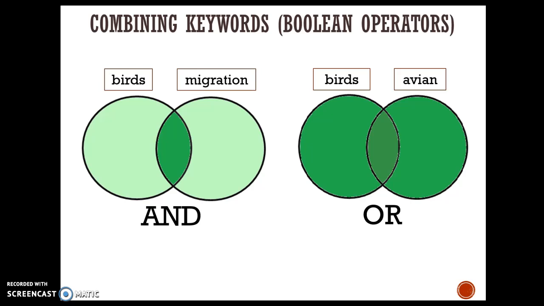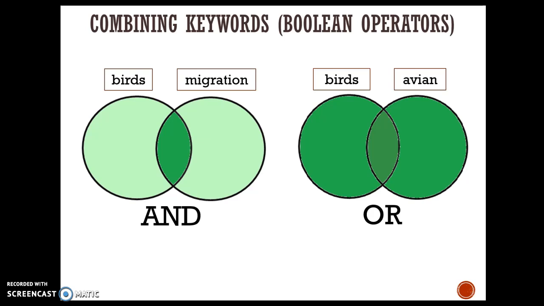In contrast, we can use or to broaden your search results. So we're looking at birds or avian with this example, and as you can see, you're going to get every piece of that Venn diagram. So we're going to get results for just birds. We're going to get results that mention both birds and avian together. And we're also going to get results for just avian.